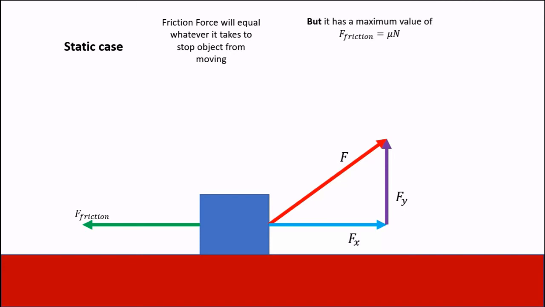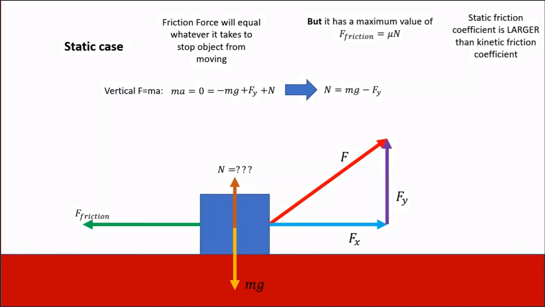Very important point though, the coefficient of friction in the static case is different than the coefficient in the kinetic case. In fact, it is usually larger. Let's see how this works by working out our problem. Now, we look at the F equals ma law in the x direction. ma equals the x component of the applied force, minus the friction force.